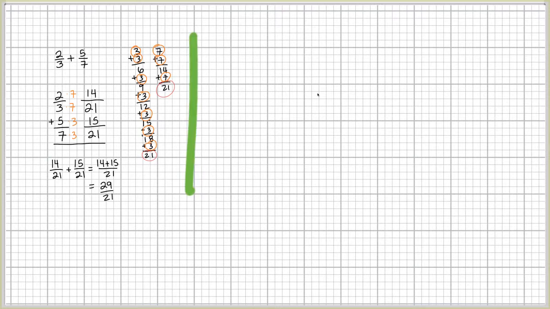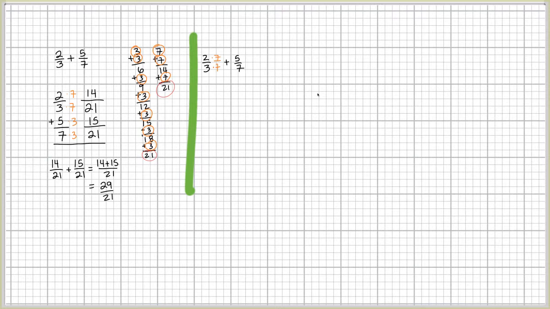So let's look at the same problem. 2 over 3 plus 5 over 7. This time we're going to do it horizontally. Not a problem. What we want to do is we want to do equivalent fractions. And to do that, we got to match the denominators. We already know that the denominator needs to be 21.